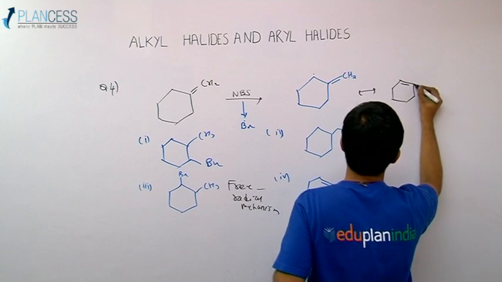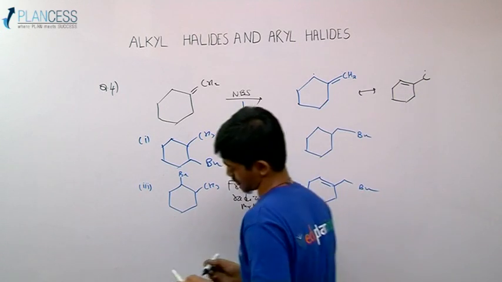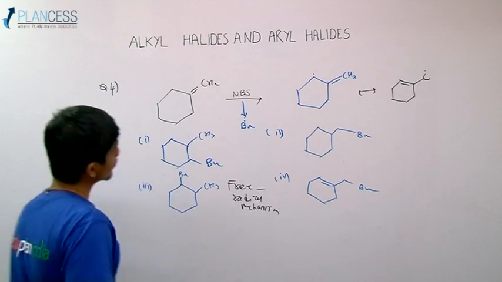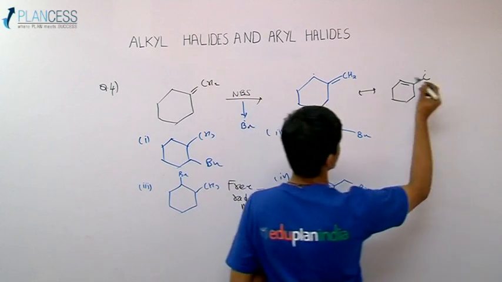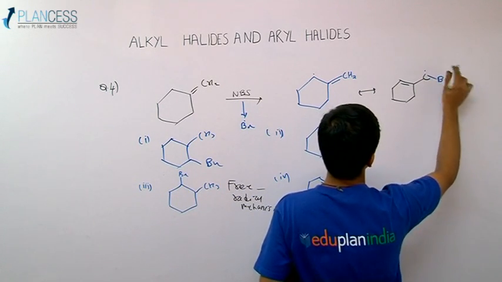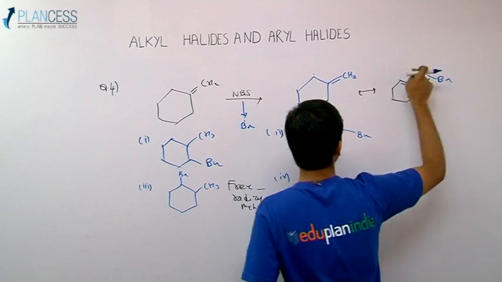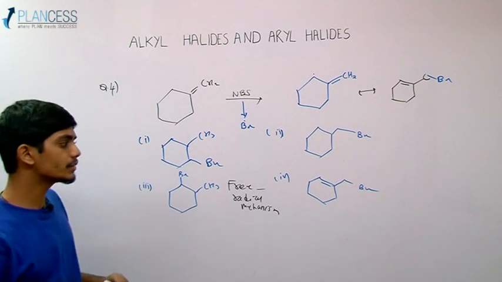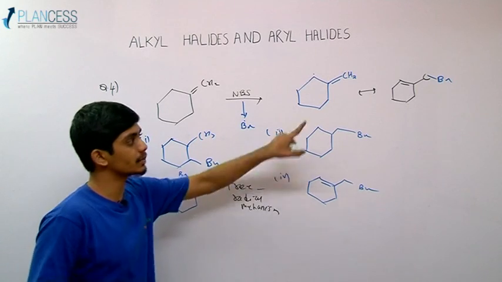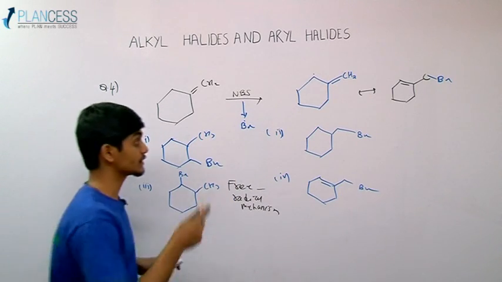a double bond comes over here and the free radical goes over that carbon. And now if you see the second resonance structure and combine this bromine free radical with that, we get a C-Br bond which is in conjugation with the double bond. So what do you observe? Option 4 actually matches with that. And why is it so?